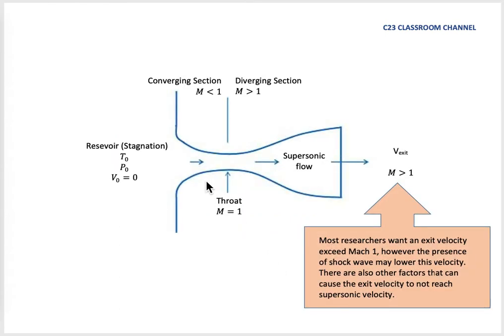What we call convergent and divergent is we have one section converging like this, and then we have a very small cross-section area here. We call it the throat, and then the cross-section area again will increase, and we call it the diverging section. This design is similar to a venturimeter. I think you still remember what a venturimeter is because we learned about it in fluid mechanics 1 very well.